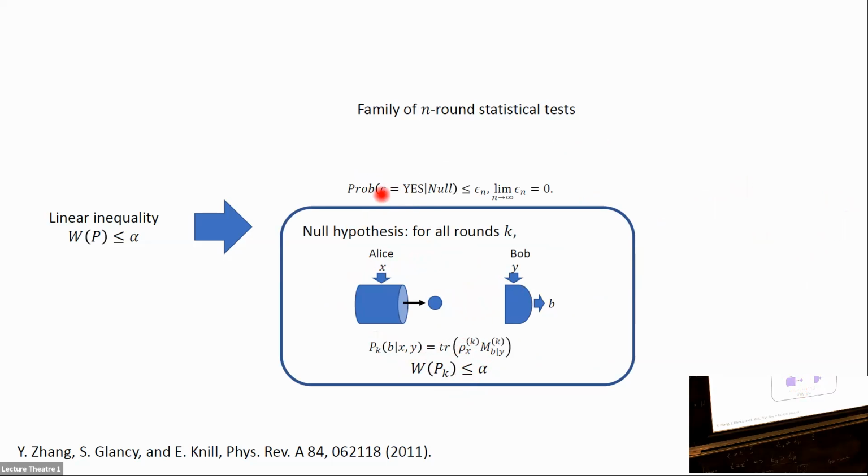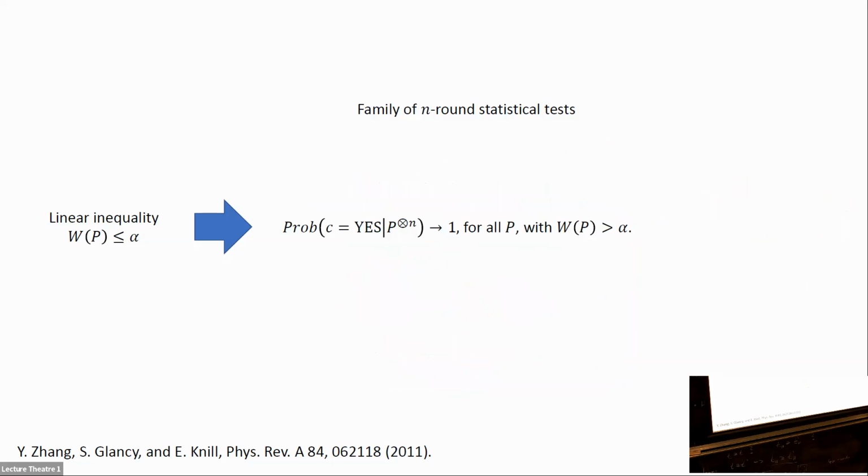So the probability that the test outputs a detection is bounded by some number that goes to 0 as n goes to infinity. Okay, so you don't want to have false positives. And the other thing is that you don't want to have false negatives, right? In a particular case where you prepare independent identical preparations of some distribution that violates the inequality, then the probability of yes will tend to 1 as n tends to infinity.